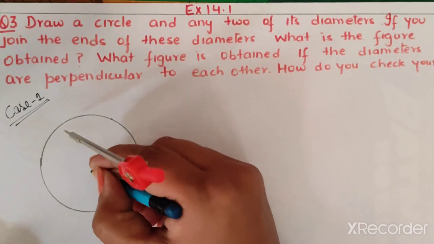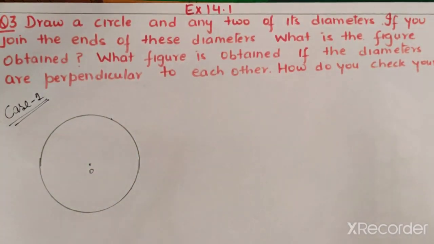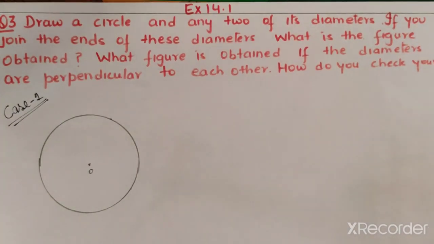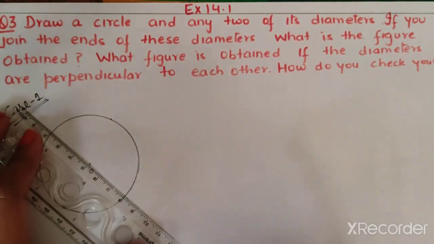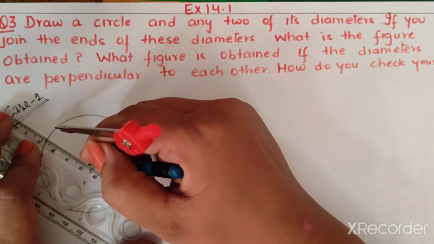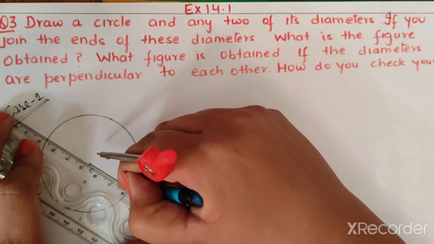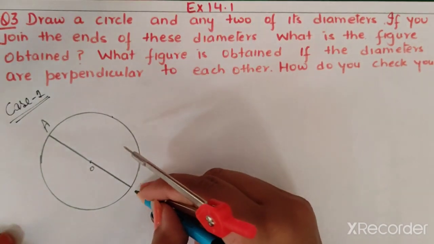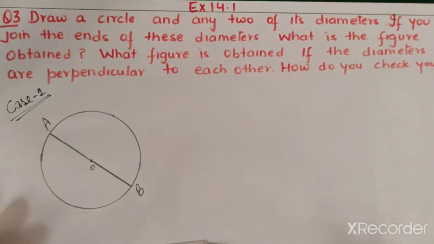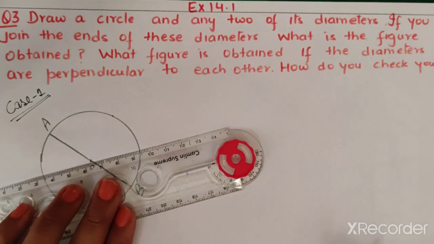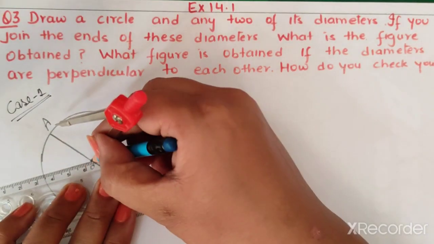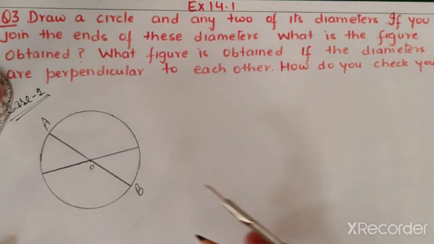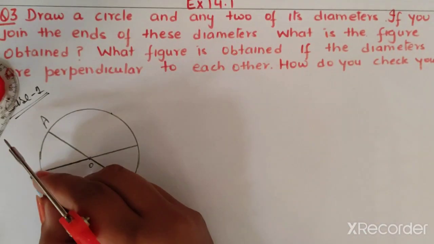So here it was the center of the circle O. Now what we need to do, we have to draw any of the two diameters of this circle. I hope you remember what is the diameter. Diameter is the chord of the circle passing through the center of the circle. So I have drawn the first diameter and I have given it name AB. Now I will draw the next diameter. Anywhere I can draw the diameter. Make sure it passes through the center of the circle, right? Now let the name of this diameter be CD.